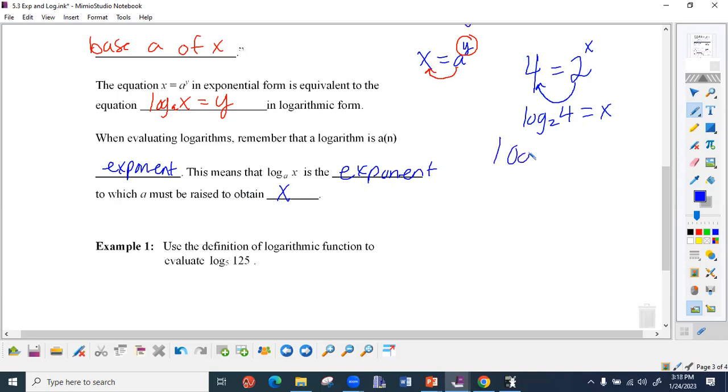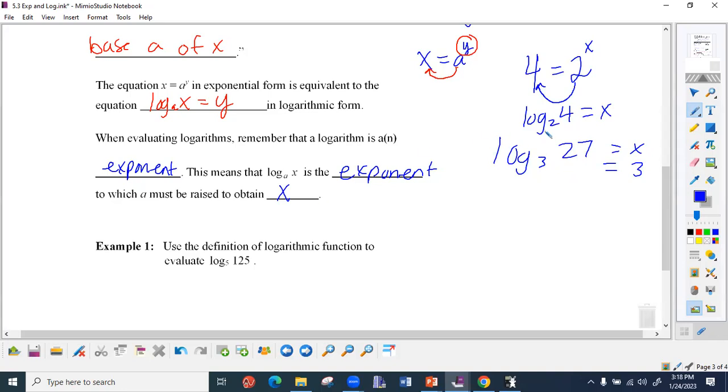So if I had a log that said log base 3 of 27, I'm asking you what? 3 to what power equals 27? And the answer would be what? 3. There you go. You redeemed yourself, Marshall. 3 to what power equals 27? That would be 3, right?